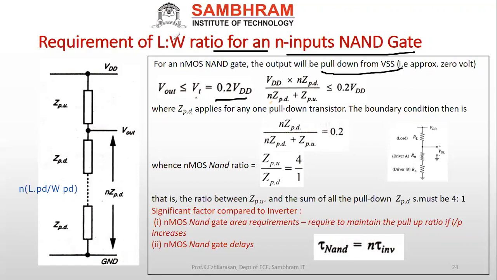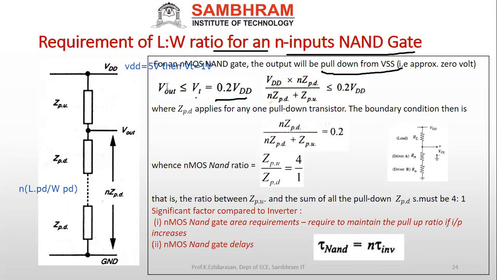0.2 times VDD. Now let us consider VDD is equal to 5 volt. If I consider VDD is equal to 5 volt, then what is the threshold voltage? VT is equal to 0.2 times VDD. So 0.2 times 5, it's nothing but how much? It is 1 volt. So now I can say from here, V out is less than or equal to VT, that is, V out is equal to or less than 1 volt actually. That is what we get, right? We'll get an output of 1 volt.